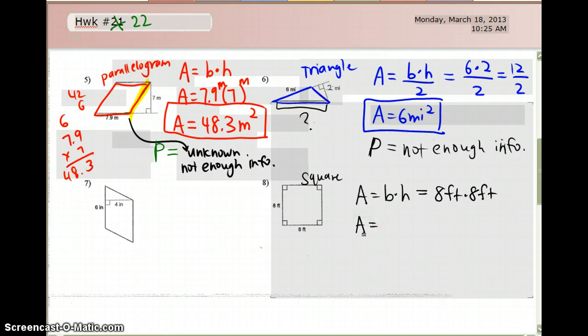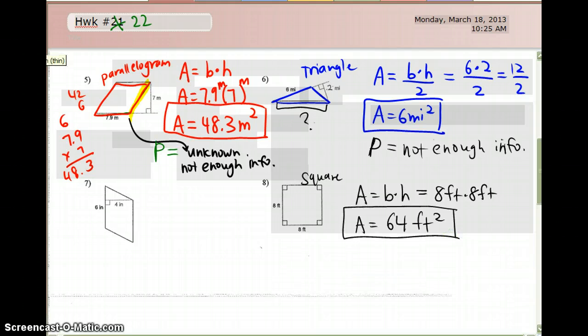I don't want to use F for formula. I don't want to use S for square. I want to use area. And then 8 times 8 is 64. Feet times feet is feet squared. So that also helps me to remember that my area is feet squared when I label it.